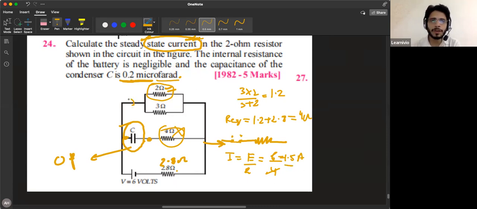So 1.5 ampere current is passing through this resistor. It will divide into two parts. You have to decide the current passing through the 2 ohm resistor. 3 and 2 are in parallel, so the voltage across both will be the same. What is the equivalent resistance? It's 1.2. So get the voltage across this whole combination. It's 1.2 multiplied by 1.5. And how much is 1.2 into 1.5? It is 1.8.